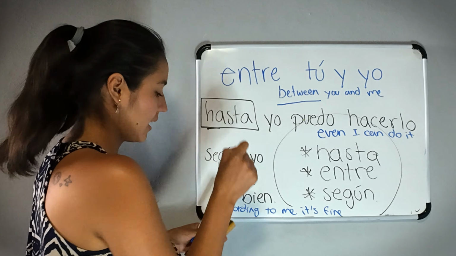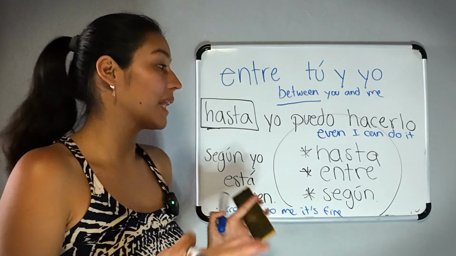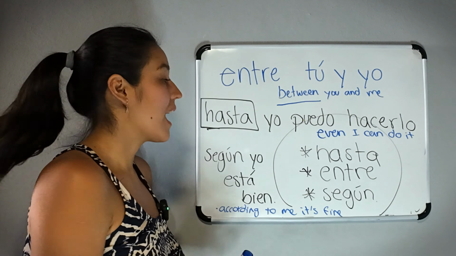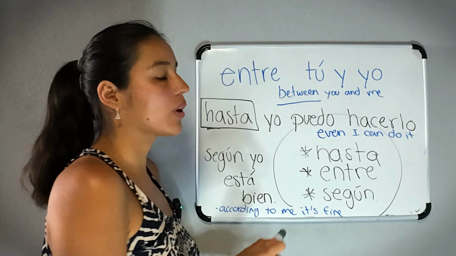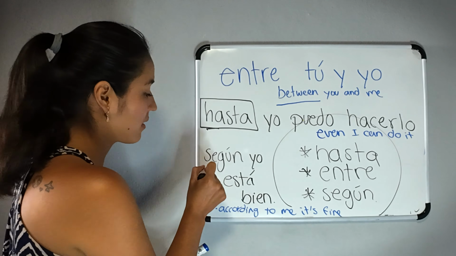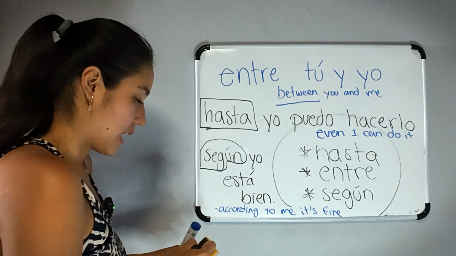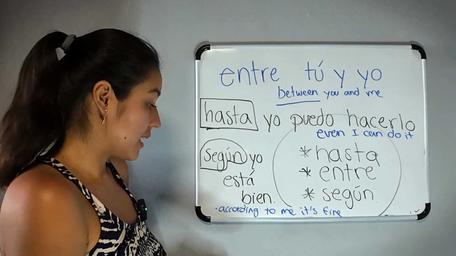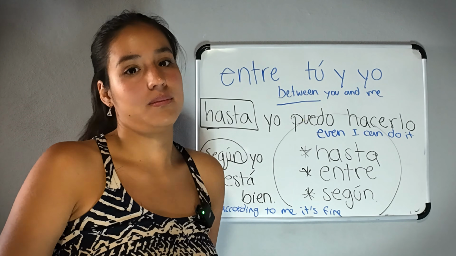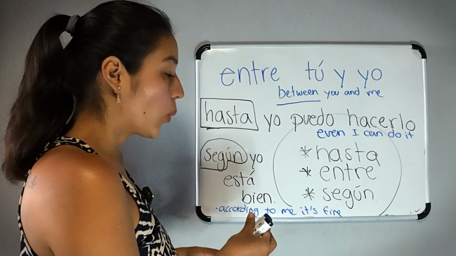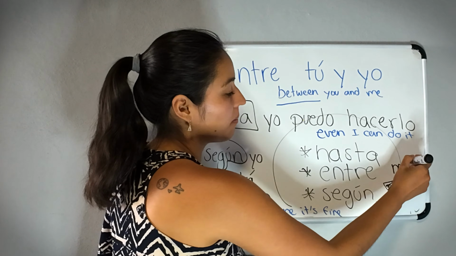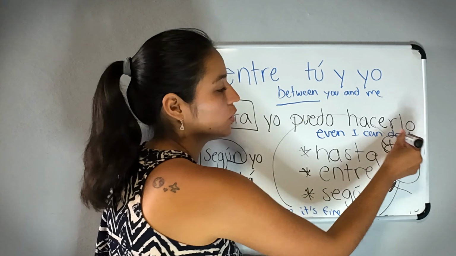Hasta. Okay? Hasta has different meanings, but in our phrase, it's going to mean even. I can do it. Hasta yo puedo hacerlo. Okay? And the last one is going to be según, and this one means according to me, it's fine. So, según yo, está bien. Yeah? These are our 3 examples with these prepositions that are not going to use me. They are going to use yo.